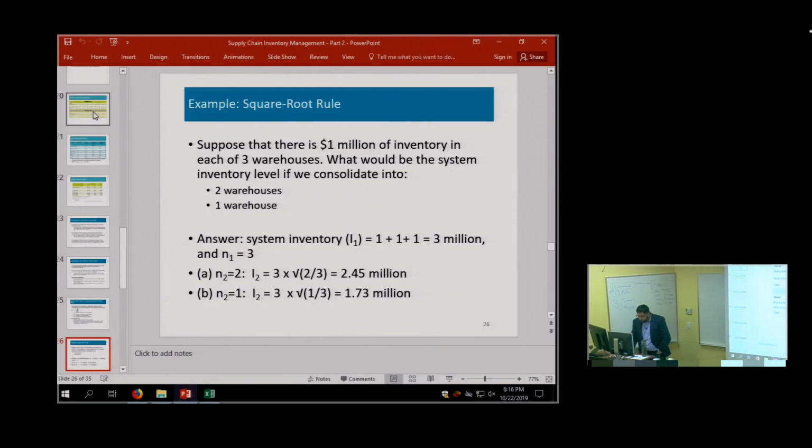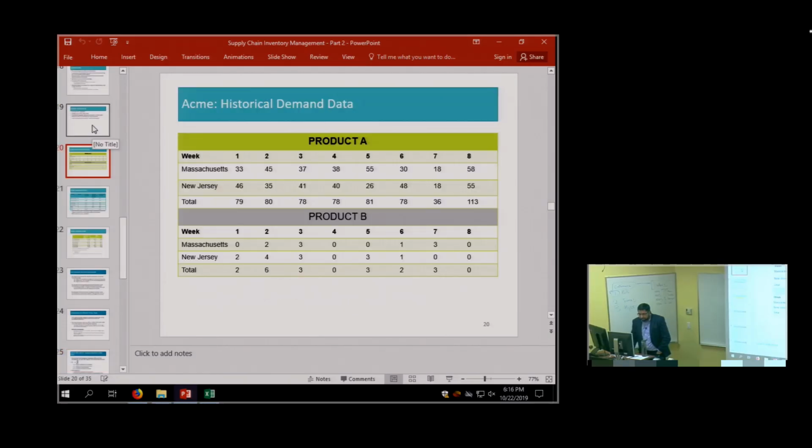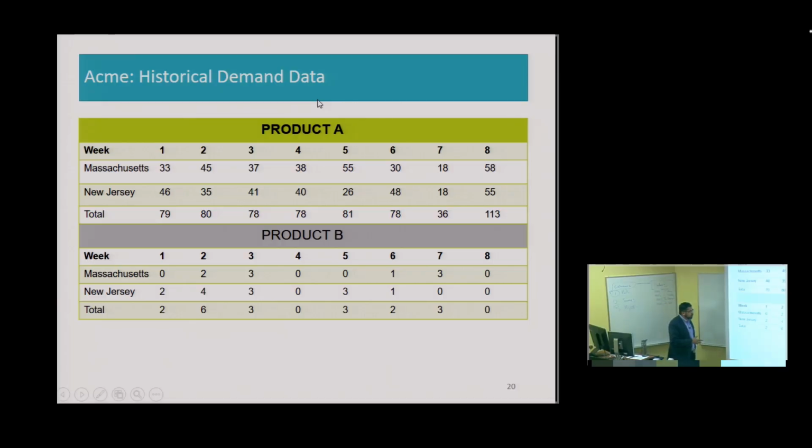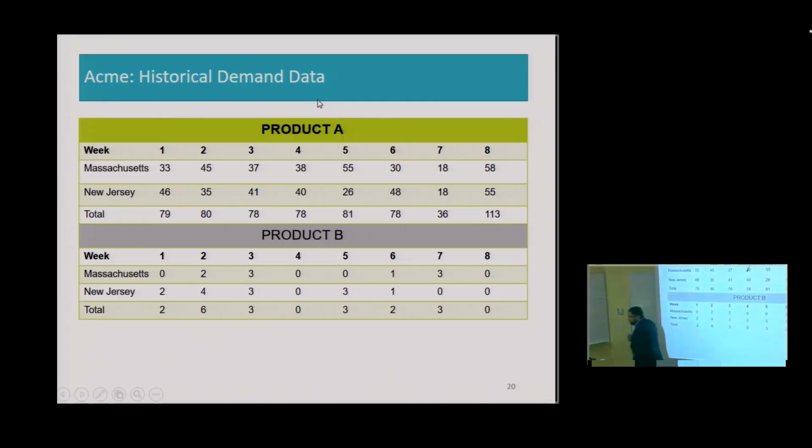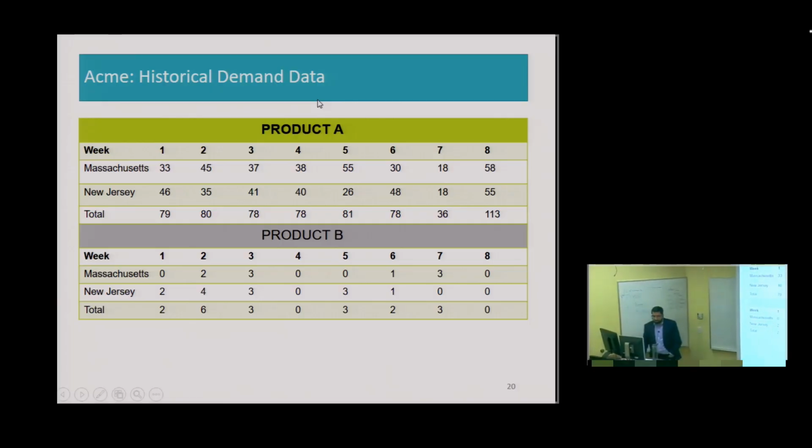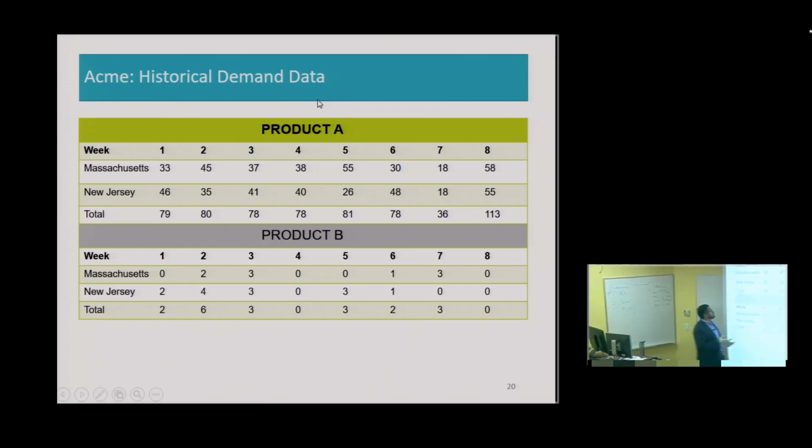Now, I want to quickly recap this example. I'm not going to go over precise details. You can do it yourself, but here all we are doing is seeing which products benefit more from centralization versus others. So take an example of two products, okay? There's product A and product B, and both of these products we sell in two markets, Massachusetts and New Jersey, okay? So you can see the demand is given.